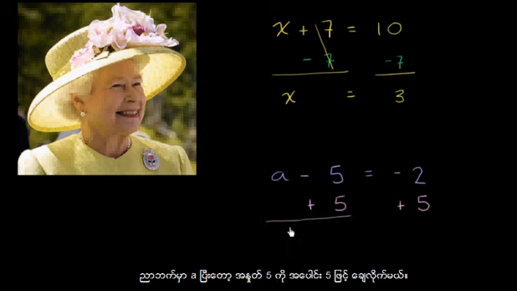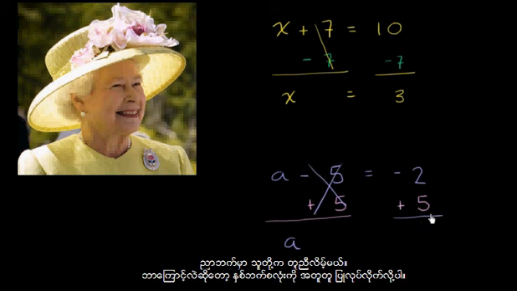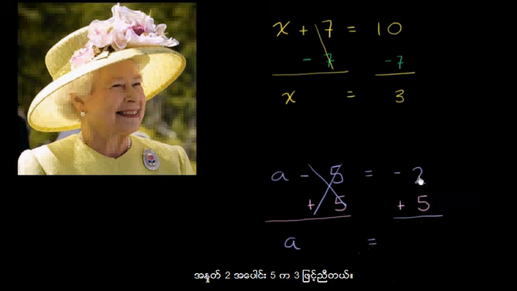And so on the left-hand side, I'm left with a, and then the negative 5 and the positive 5 cancel out. And on the right-hand side, and they're going to stay equal because I did the same thing to both sides, we have negative 2 plus 5, which is equal to 3. So a is equal to 3. Once again, you can verify it. 3 minus 5 is indeed equal to negative 2.